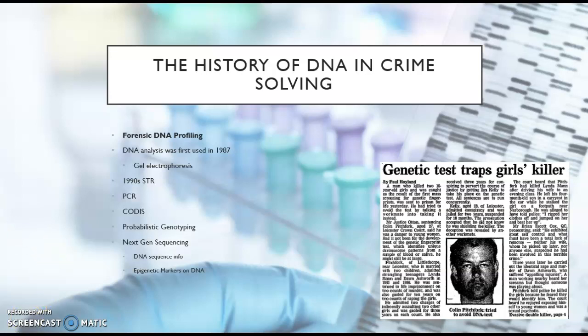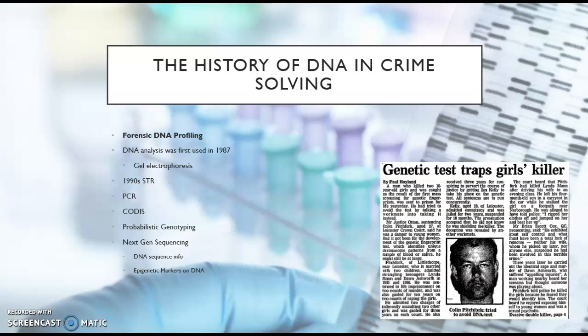The next type that we have is probabilistic genotyping. This uses statistical software for analyzing complex DNA evidence. This allows analysts to recover DNA evidence from samples that they had previously declared inconclusive.